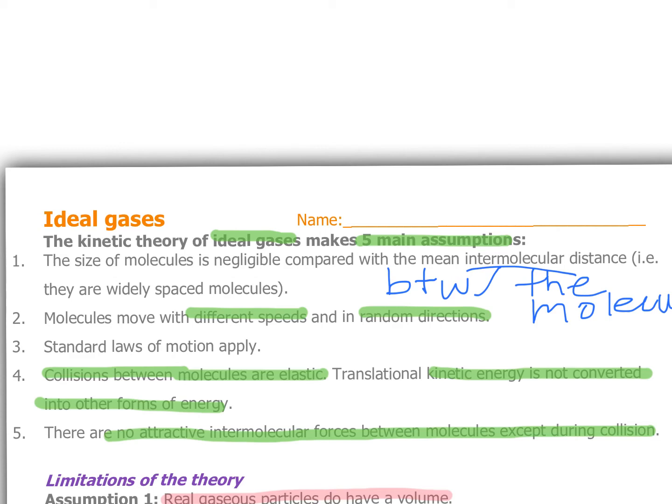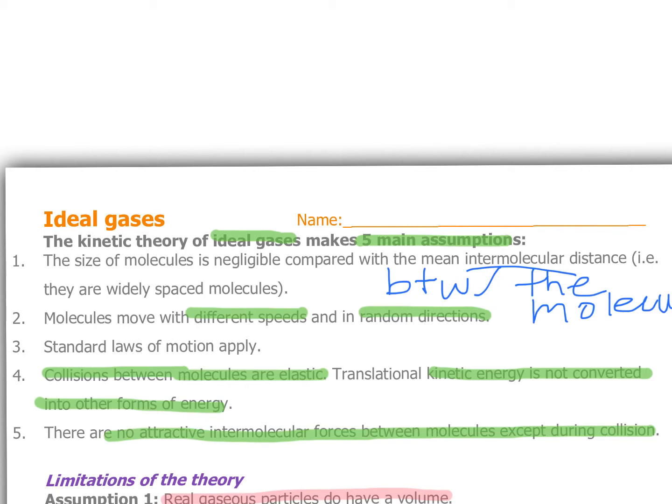Ideal gases. The kinetic theory of ideal gases takes 5 main assumptions. 1, that the size of molecules is negligible compared with the mean intermolecular distance. Inter and intramolecular is going to be very important.